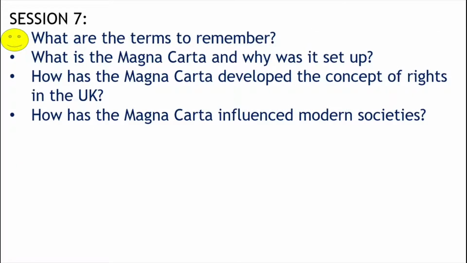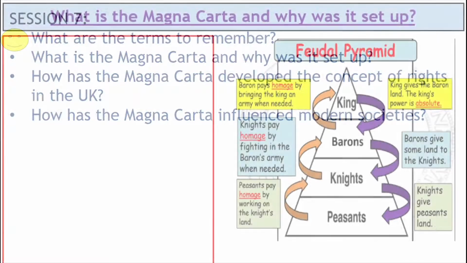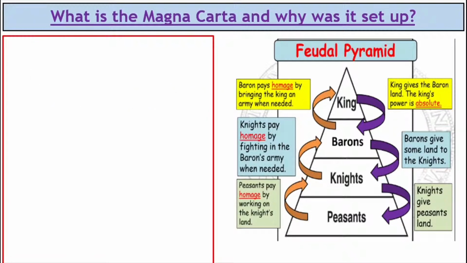We have just completed the first part of this session, which were the terms to remember, and now we're going to move on to looking at what the Magna Carta actually was and why it was set up. In order to understand what the Magna Carta was and why it was introduced, you firstly need to understand what feudalism is. Over here you can see the feudal pyramid. Ultimately it was the relationship between the king, the barons, the knights and the peasants.